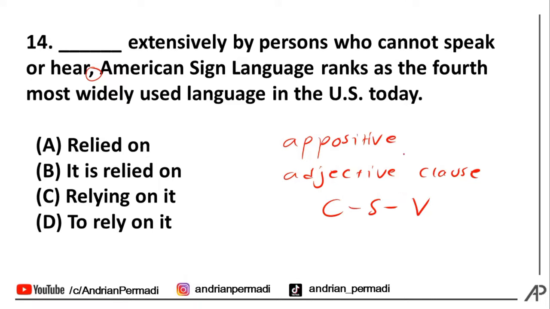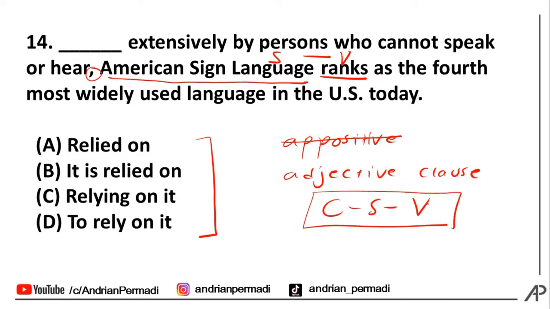Now let's see. Before the comma, we will have some words, and after the comma, we will have the independent clause. American Sign Language is the subject, ranks is the verb. And if we take a look at the following choices, we have several verbs and several subjects. Right? Therefore, it is a sign that this question asks about an adjective clause. So we need to find the pattern of conjunction, subject, verb. But we are not able to find the pattern here. The next possibility is that this clause could be reduced, or it is called a reduced adjective clause.